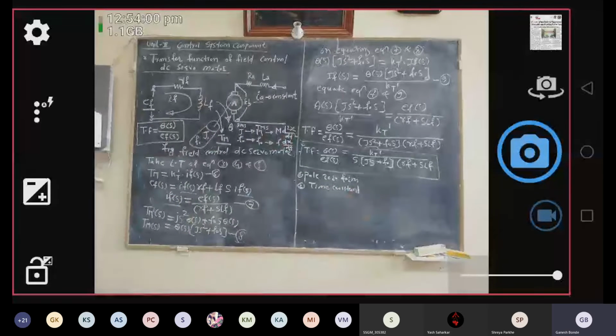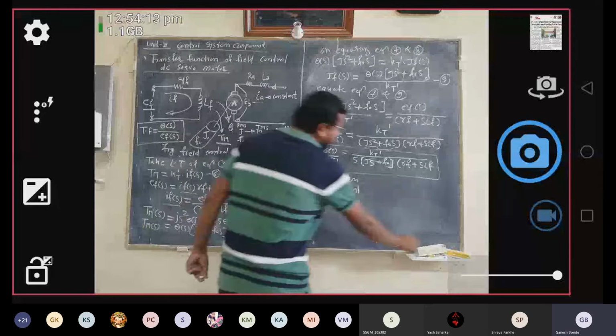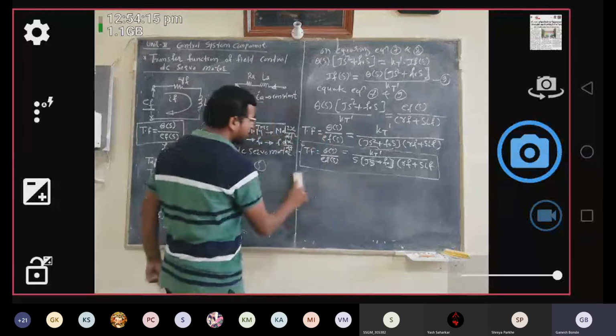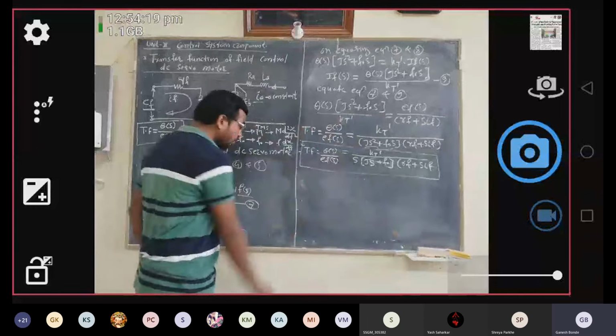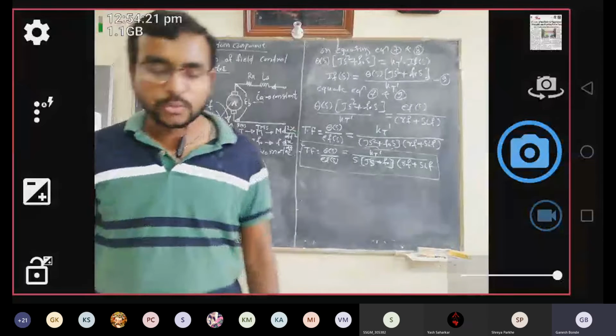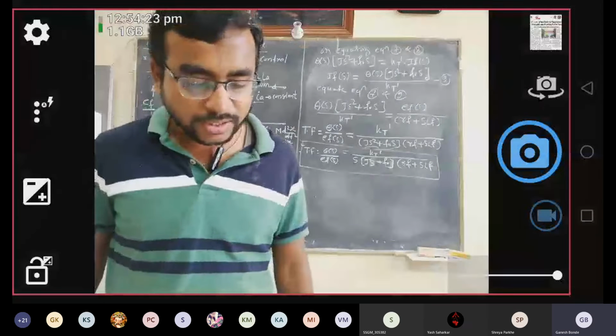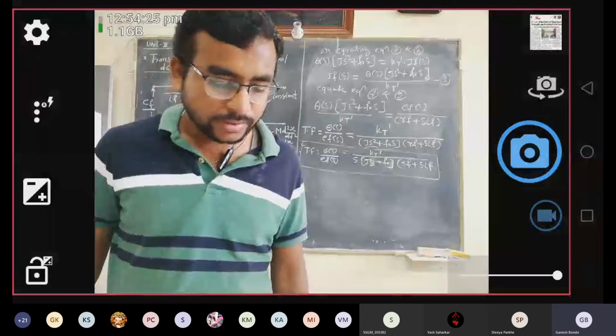By using any one form, you can express it either in pole zero form or in the time constant form. Here we try to convert our transfer function into time constant form. So we just define certain time constants. What do you mean by time constant? What is the time constant of an LR circuit or RC circuit?